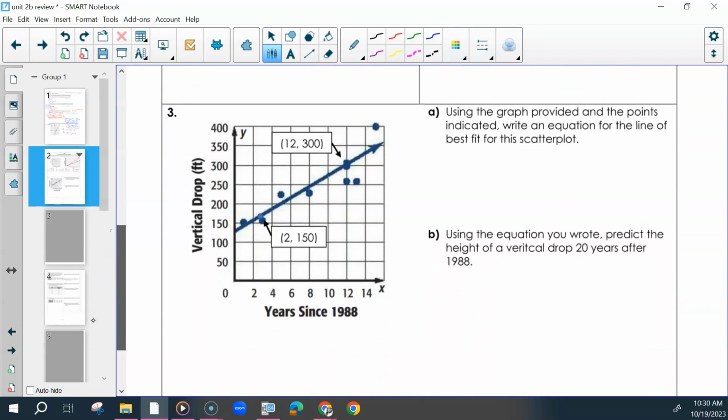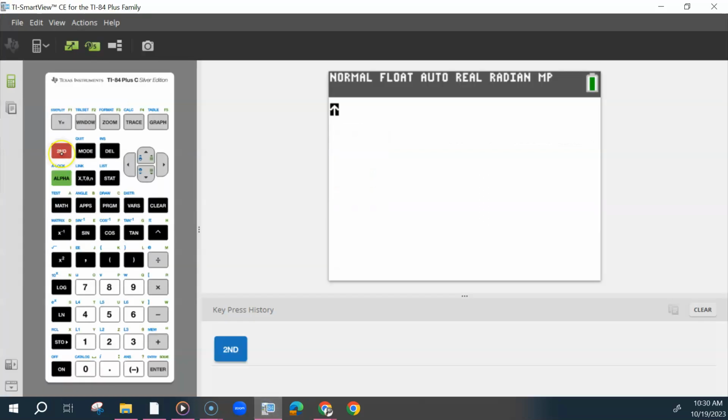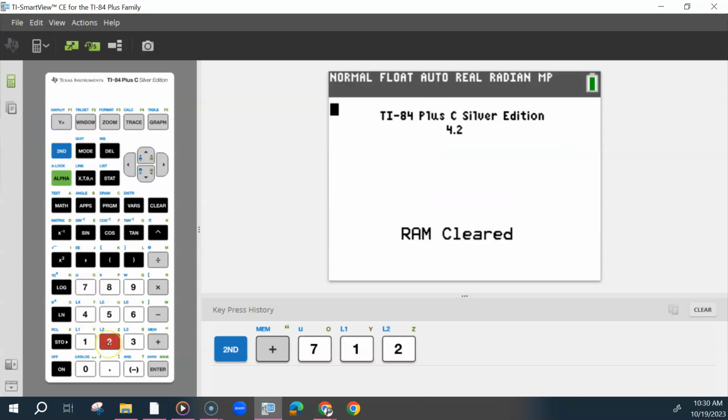So this one, we want to find the line of best fit, but only using these 2 points. So in your calculator, you're going to reset it first. Second plus 7, 1, 2. And remember that you can use your notes. So the line of best fit notes, the one with all of the instructions, you will have that for this. If you don't write on the front, you will also have it for the test.